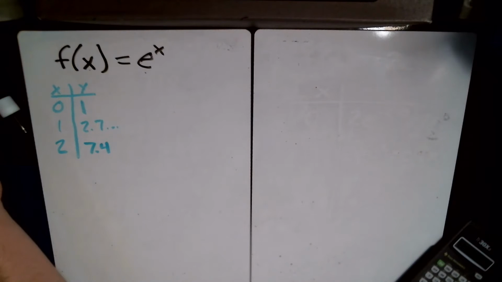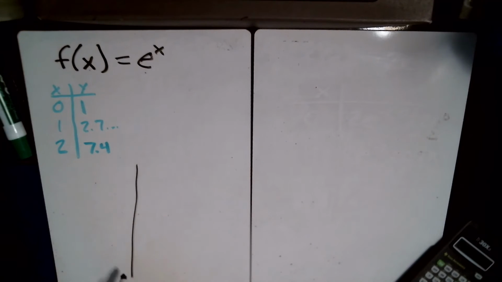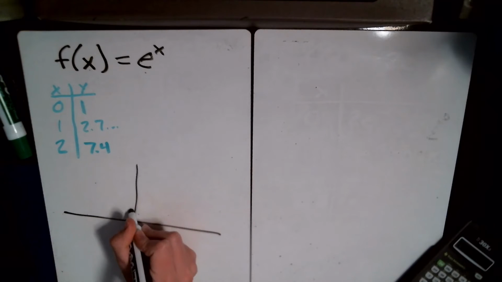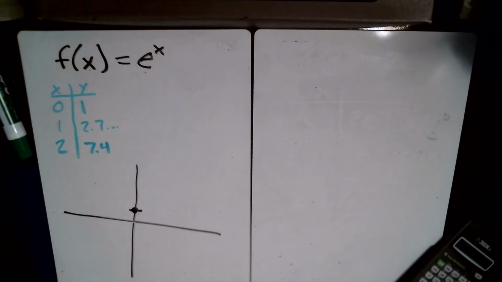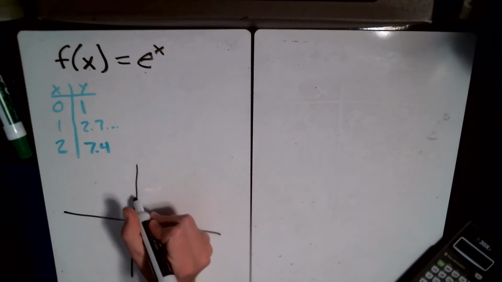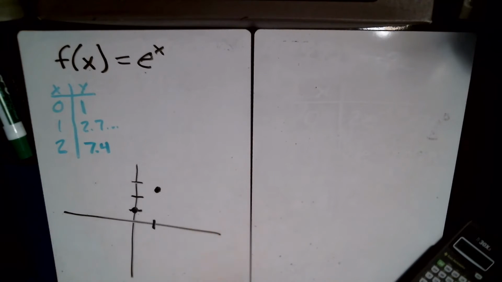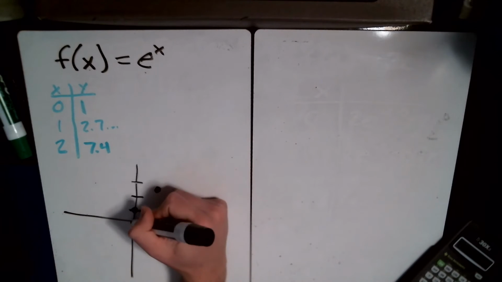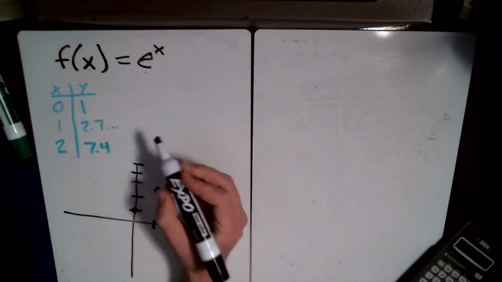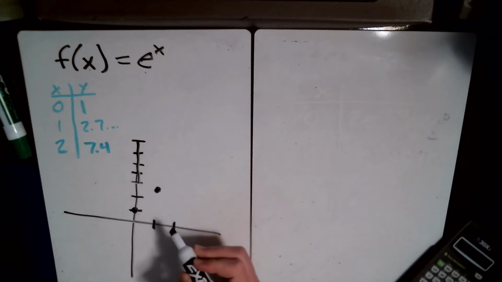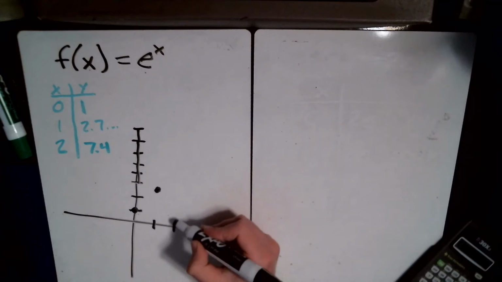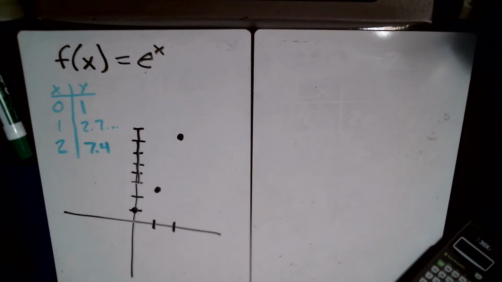Now, how would the graph of this actually look? Let's sketch it out. So we know at 0 we're going to be at 1. And then at 1 we're going to be at about 2.7, so almost to 3, right? And then at 2 it's going to be even bigger, right? So up at 7: 1, 2, 3, 4, 5, 6, 7. Okay, about 7.4, so we need it right in there.